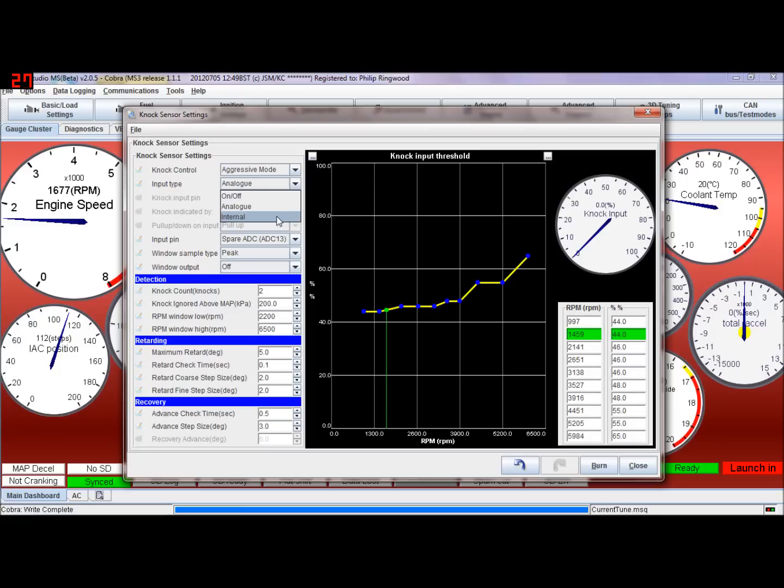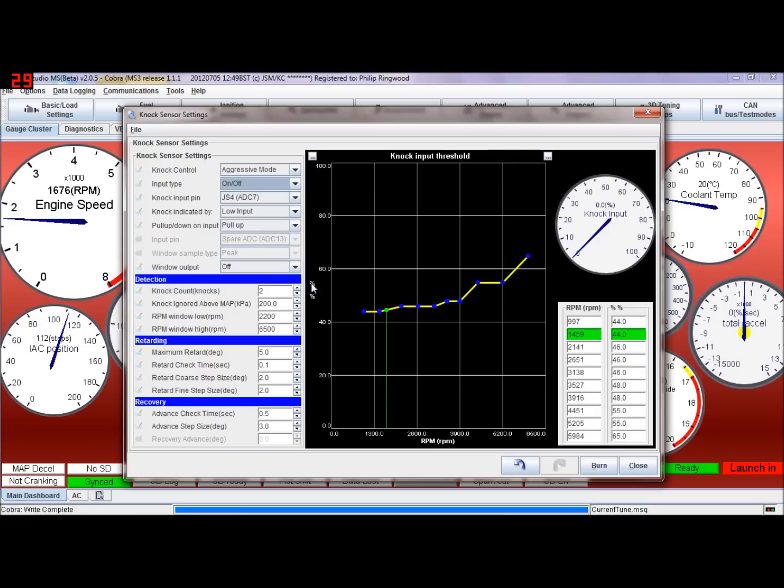And then you've got an internal knock system that James Murray's developed. Very, very good. It's probably the ultimate, with a programmable filtering system, but you need an MS3 to run that system. So for MS2 and MS1s and most MS3s, you could use the analog or on and off. I'd use the on and off. But if you want to buy one of James's units, then there's an internal system, and that has its own program and setup.